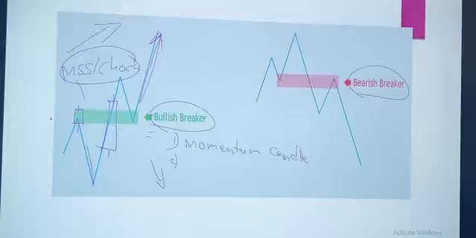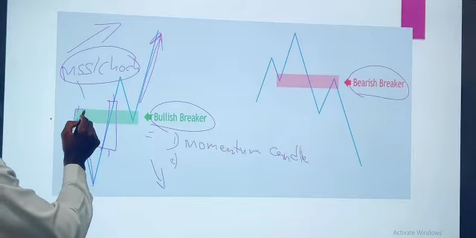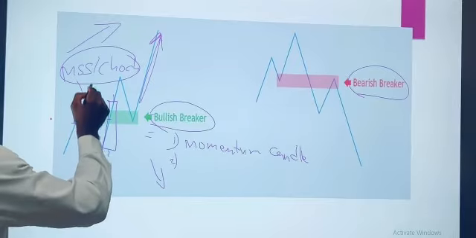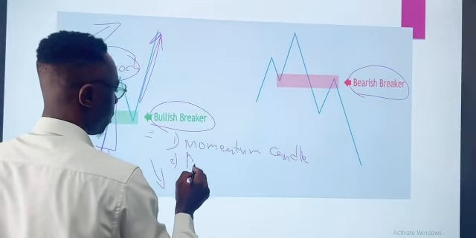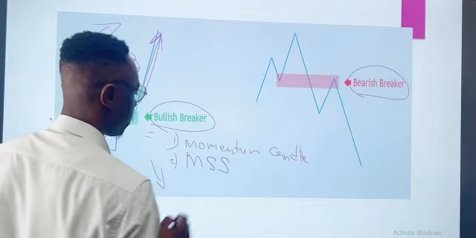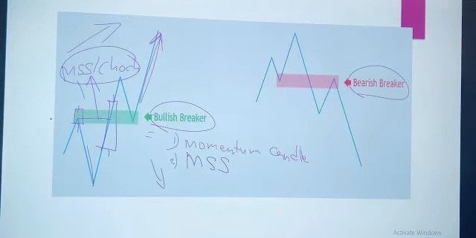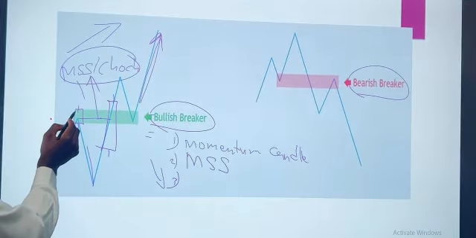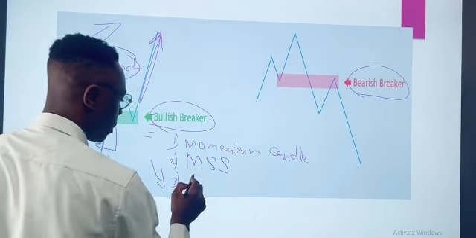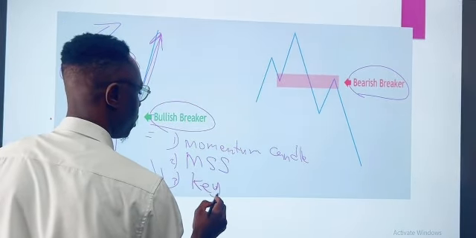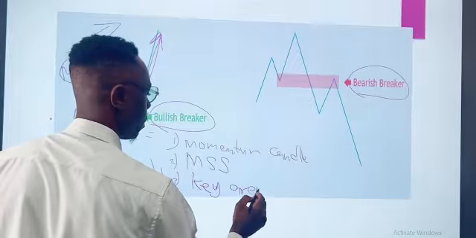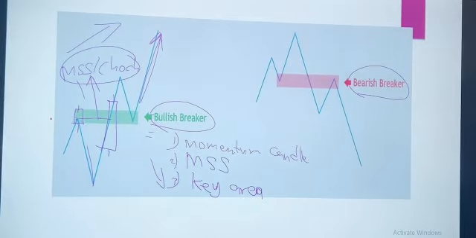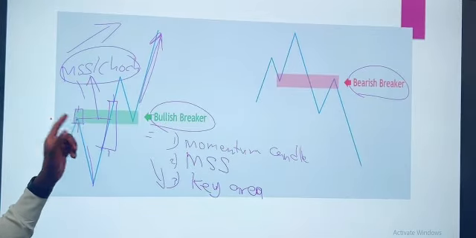The second thing you need to see is a market structure shift. That is the second thing you need to see. The third thing you need to see is that this breaker block zone should be found in a key area. Very much important. It's going to support your zone.